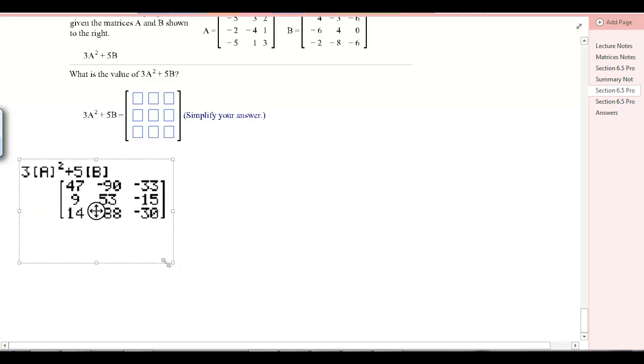So these are the answers for you. 47, -90, -33, etc. So that's all you need to do. You're putting them in exactly the same way. You just are going to type that in your calculation screen. So that should get you through 6-5, and you should be pretty familiar with operations on matrices.